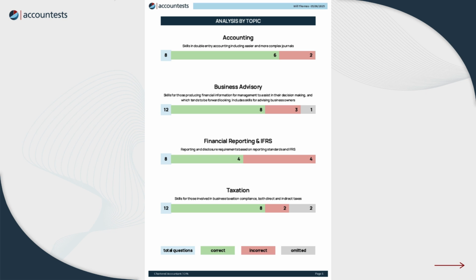Here we're looking at topics covering accounting, so that's making sure that they have strong knowledge of the basics of accounting. Business advisory, so ensuring they have the skills to help advising business owners using the financial information. Financial reporting, so that's covering the reporting standards at IFRS. And taxation, and that's both direct and indirect taxes.